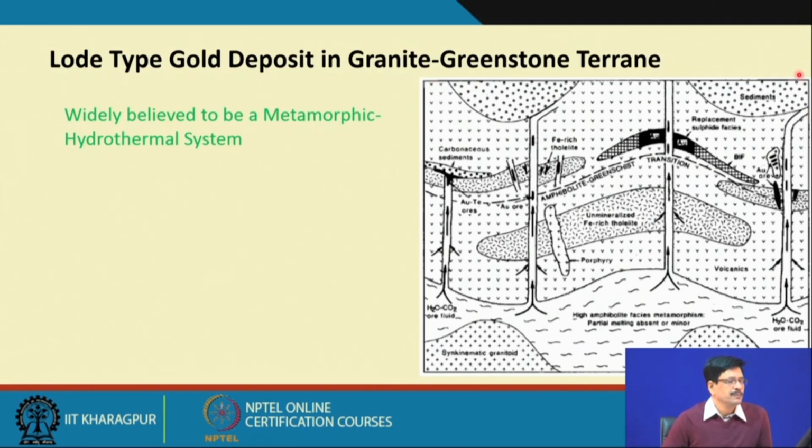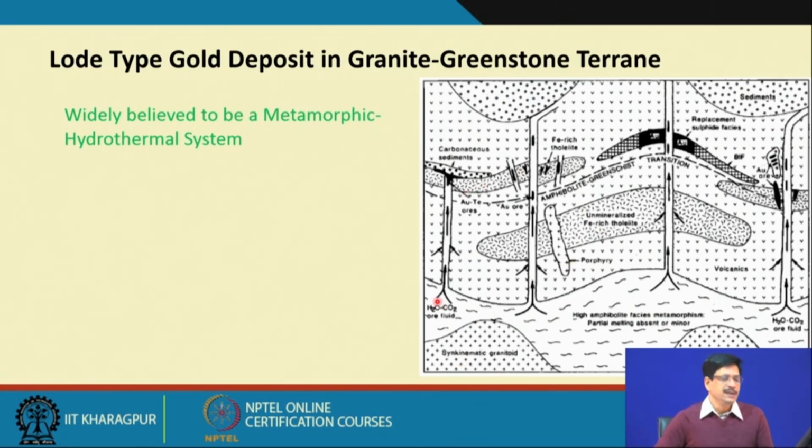Now before you, I am presenting a model. In this model, what we see here is that there are some granitic bodies which are shown, which are basically the syn kinematic granitoid. What is shown here is high amphibolite facies metamorphism, where partial melting is absent or minor. This is essentially undergoing metamorphism and is also associated with some granitic emplacement, the granite coming in from deeper sources.